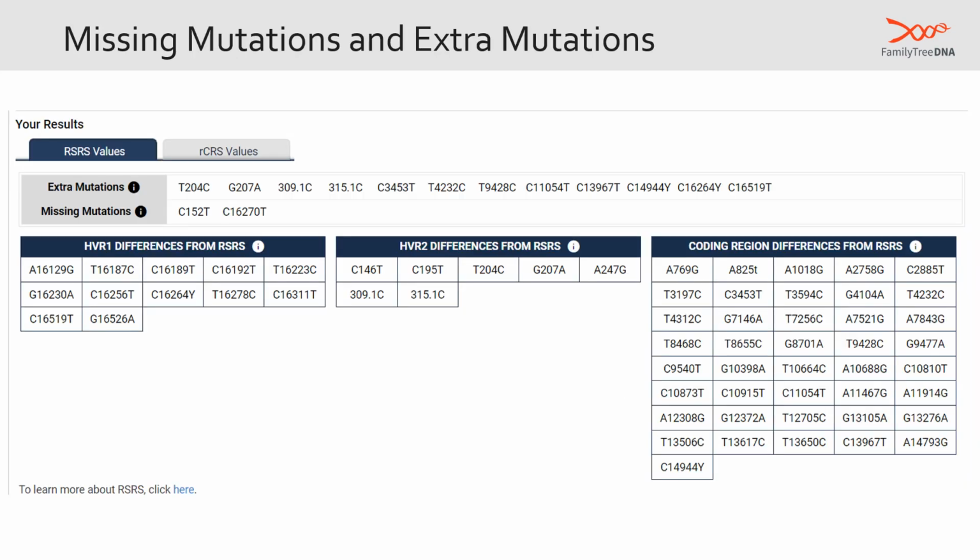Whenever we find mutations that should be in a haplogroup but aren't, these are known as missing mutations. On the other hand, sometimes we find a mutation that isn't normally seen in a person's haplogroup, but is there anyway, and we call these extra mutations. These get reported in RSRS as extra mutations and missing mutations.